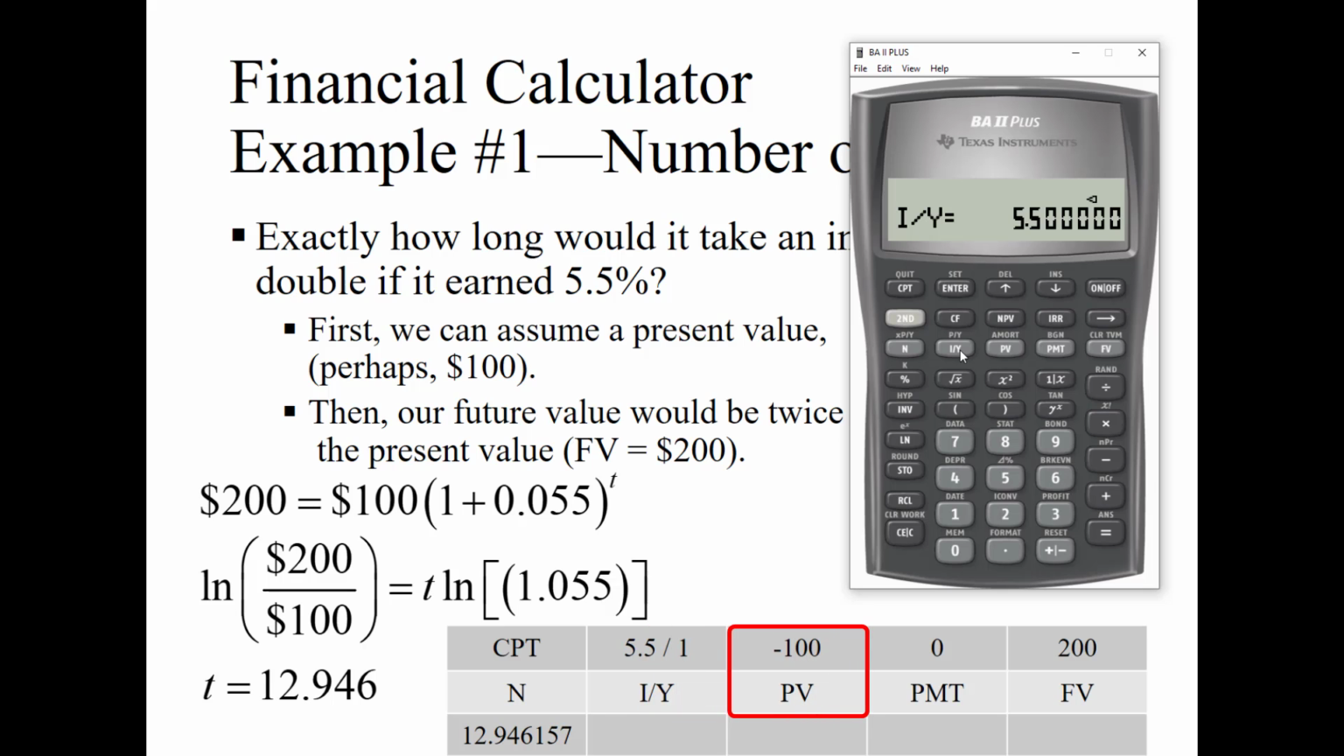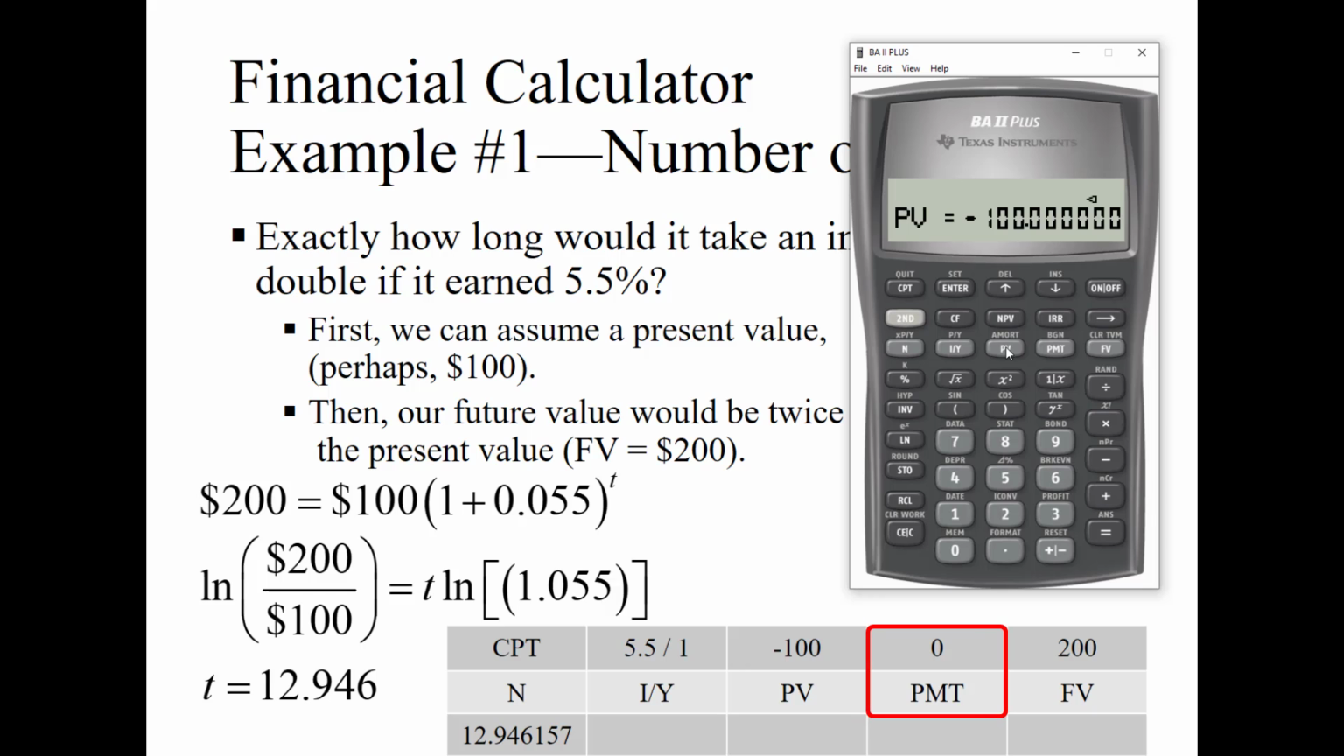Our PV, our present value, is going to be $100. And we can think of it as a negative amount because we saved that amount. So I'm going to type in $100 and then hit our plus minus key, and then hit PV.